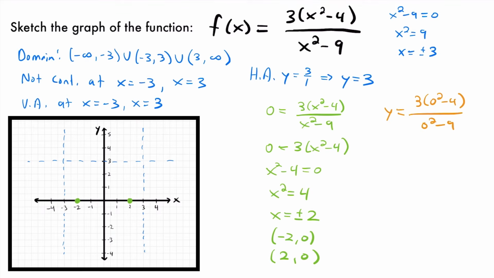And so now if we simplify that, we'll have y is equal to 3 times negative 4 divided by negative 9. And so y is going to be equal to negative 12 divided by negative 9. And so then those negatives would cancel, and 12 divided by 9 is going to give us that y is equal to 4/3. And so then that means that our y-intercept is going to be at 0, 4/3. And that's about 1.33 repeating in decimal form. And so let's go ahead and plot this y-intercept on our graph as well.